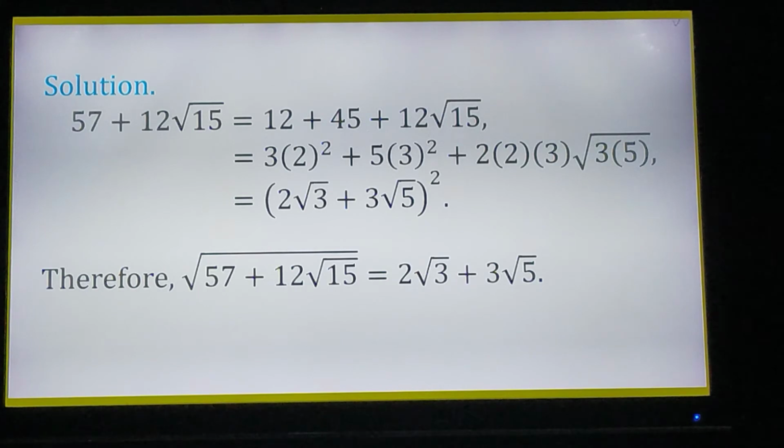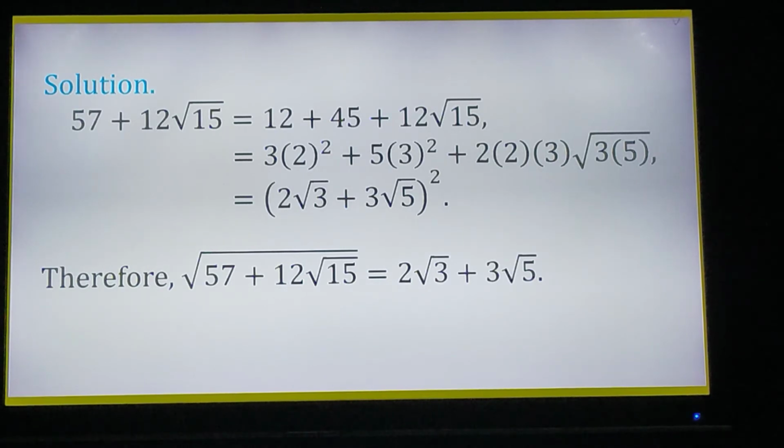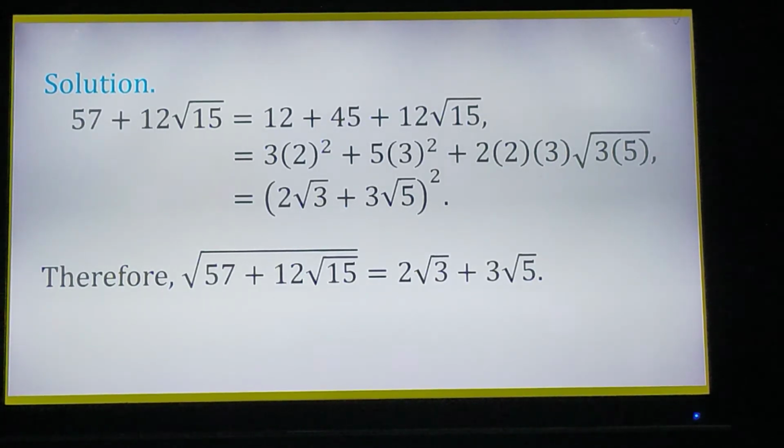So we have this number. 57 plus 12 square root of 15 is actually the square of 2 times square root of 3 plus 3 square root of 5. Therefore, the given number, square root of 57 plus 12 square root of 15, is equal to 2 times the square root of 3 plus 3 times the square root of 5.